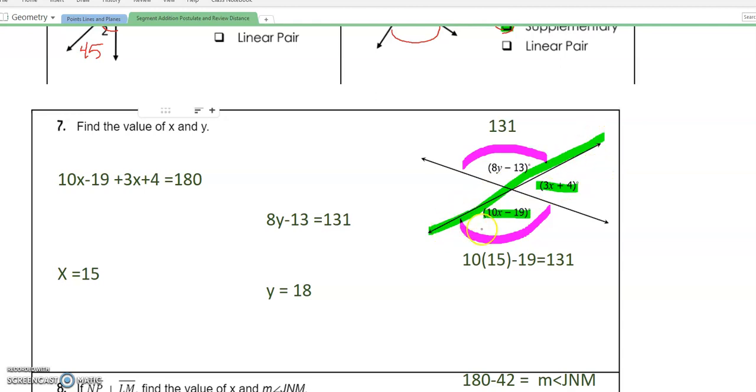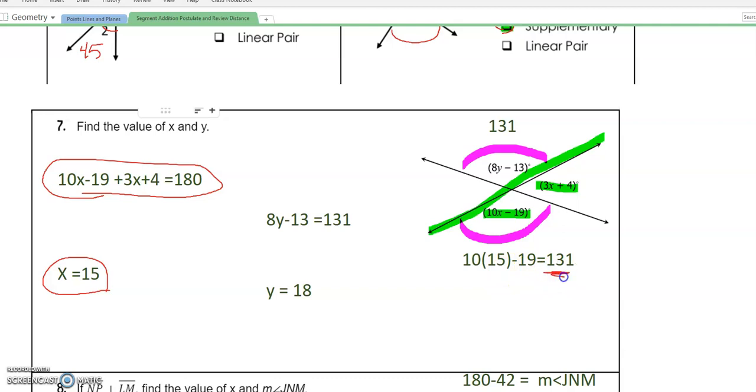If these two angles are a linear pair, then their measures added together would equal 180, which is what I wrote here. You can see that I added those two angle measures together and set them equal to 180. Once I solved, I found that x equals 15. So then you can plug this solution into this expression for this particular angle, right? So 10 times 15 minus 19 is equal to 130.